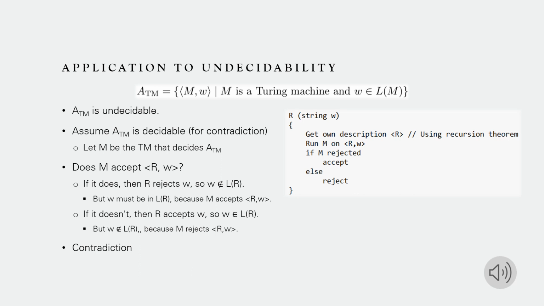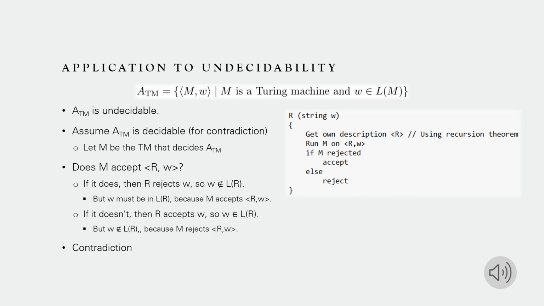The first application of the recursion theorem will be to show that this acceptance problem for Turing machines is undecidable. So this language A is the set of all Turing machines and inputs such that the Turing machine accepts the input. So it's similar to the halting problem, which asks whether M halts on W. This one asks, does M accept W? This problem is similarly undecidable.